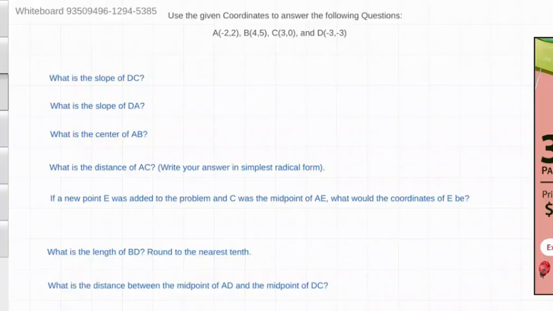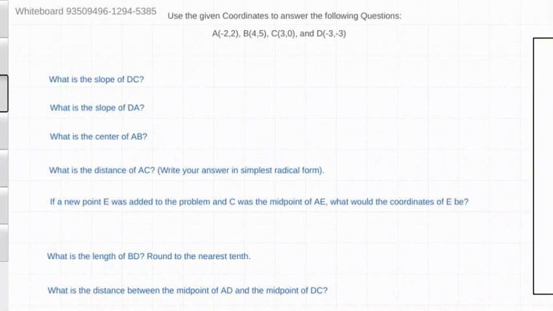Alright, let's do this one first. Use the given coordinates to answer the following questions. A is negative 2, 2, B is 4, 5, C is 3, 0, and D is negative 3, 3. Do all of these questions first and then come back when you have your answer to check them. So what is the slope of DC? Well, we know slope is just y2 minus y1 over x2 minus x1, or however you want to do it. So our slope would be 1 over 2 equals m.